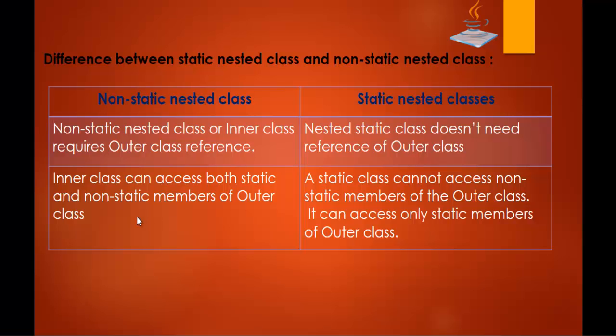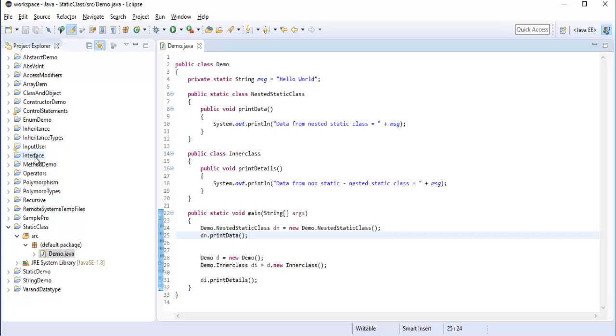And coming to the second point, the inner class, I repeat, inner class or non-static class can access both static and non-static members of the outer class. A static class cannot access non-static members of the outer class, it can access only the static members of the outer class. In the sense, let me explain what I mean by that. It's very simple.